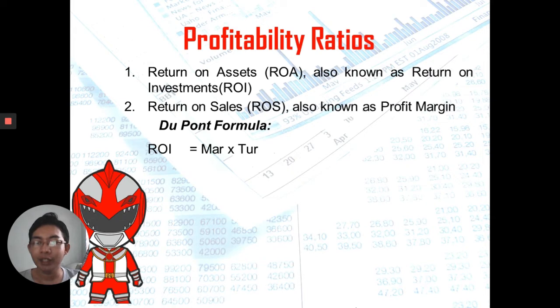The formula is ROI is equal to martyr. So may kwento po yan. Si Roy daw, martyr sa pag-ibig. Okay, so what is the meaning of martyr? MAR stands for profit margin multiplied by asset turnover.